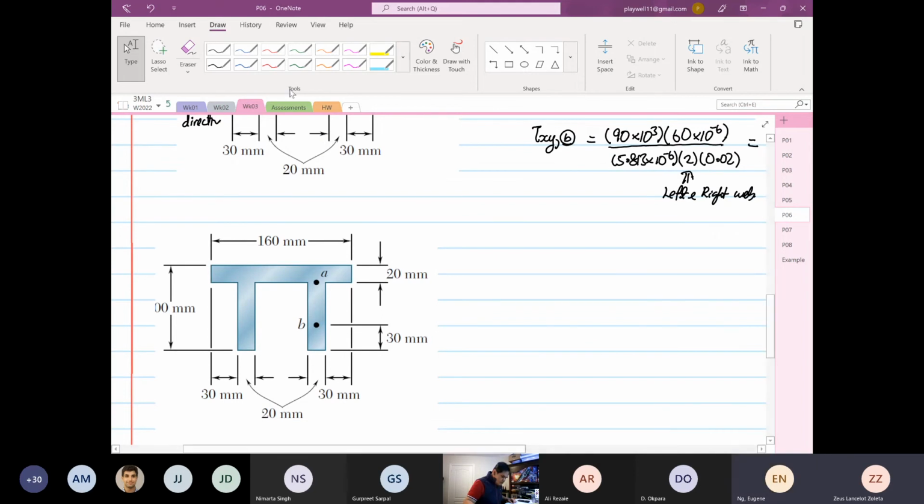So now we want to find the stresses at the centroid. I will call this the top section, and below the centroid I call the bottom section. I want to do the easy one first. I want to do the bottom section.